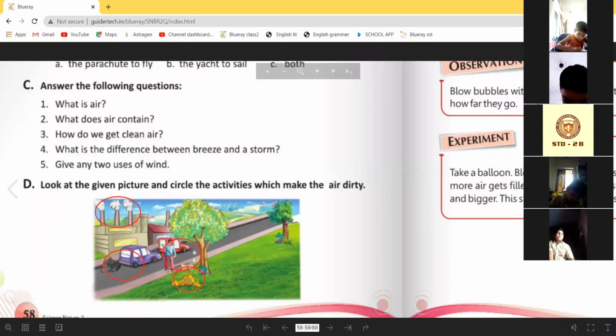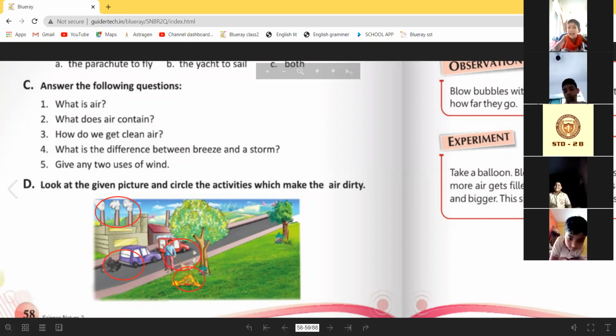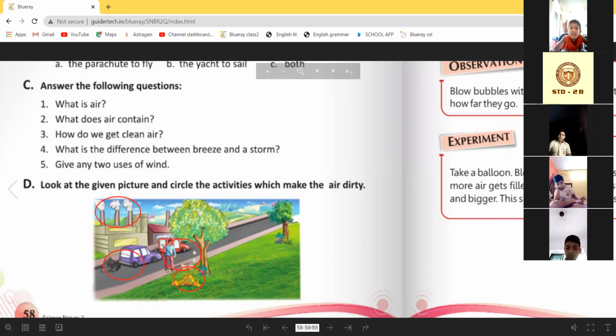Yes, Almasuddin. Ma'am, red car smoking. Red car smoking. This is very wrong English. Red car is having smoke. No. Red car releasing lots of smoke. Yes. This one also. Yes. Okay, good. Okay, so these are the activities.